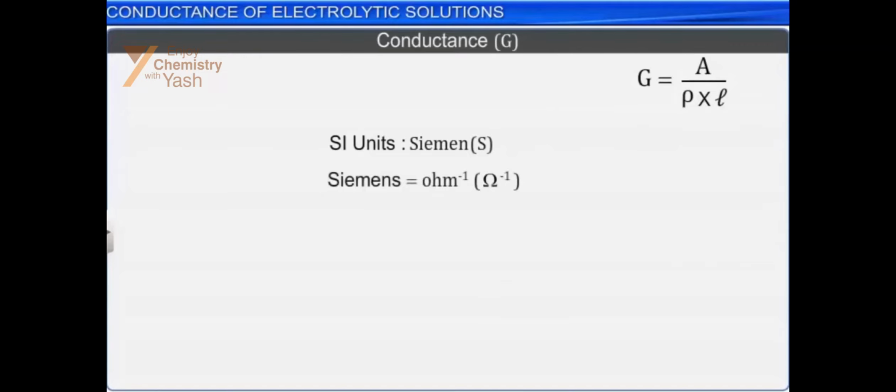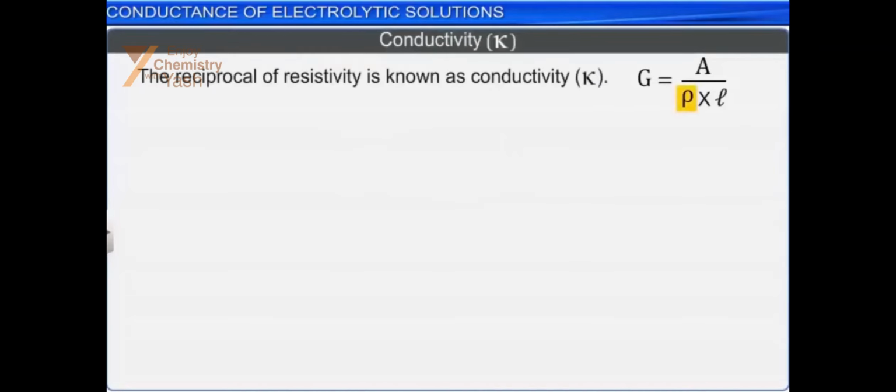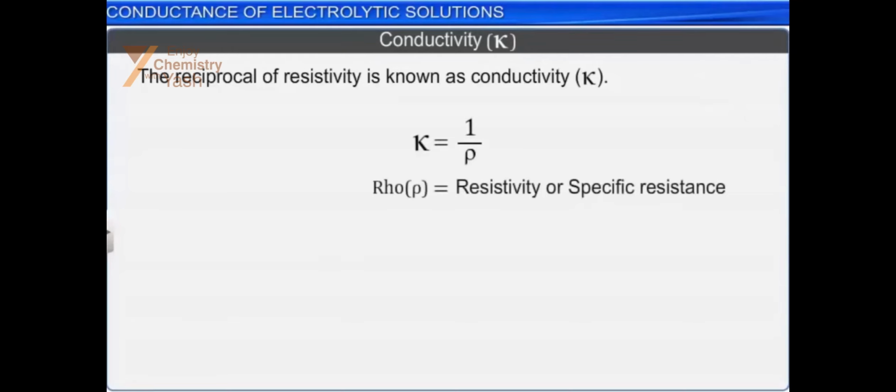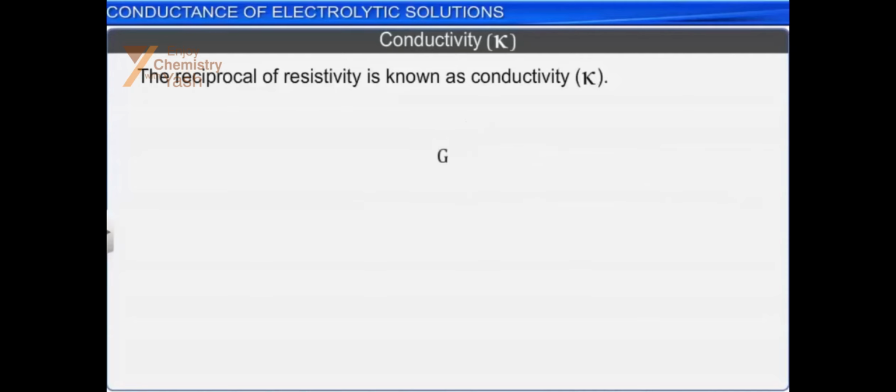The reciprocal of resistivity is known as conductivity. Conductivity is represented by the lowercase Greek letter kappa. Thus, we can write that kappa is equal to 1 upon ρ. We can substitute kappa in the equation we wrote a little while ago for conductance. Now we can write that G, conductance, is equal to kappa into cross-sectional area upon length.